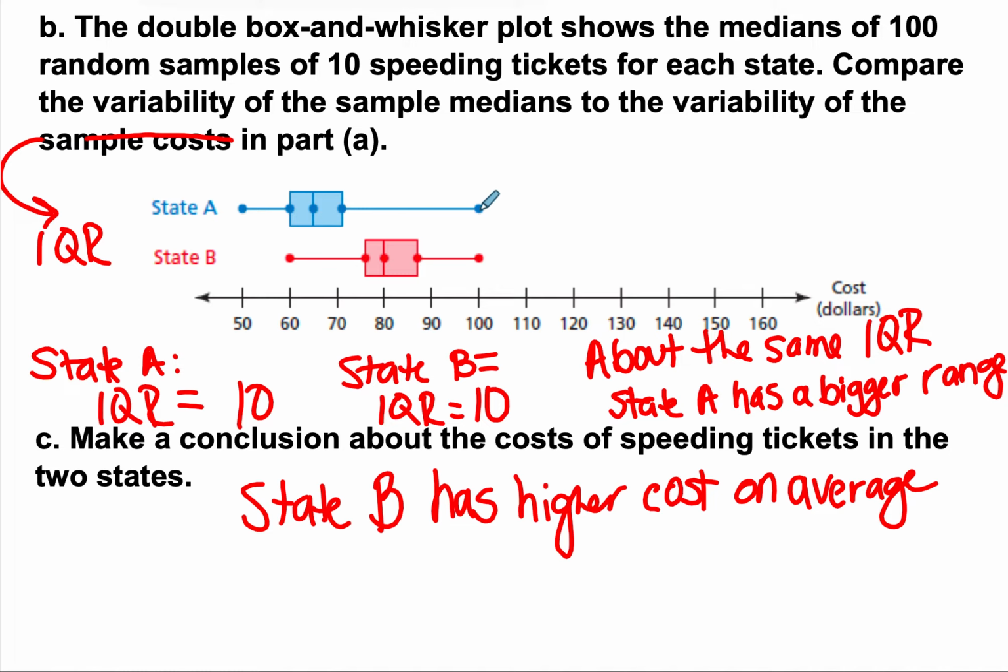And then part C, make a conclusion about the cost of the speeding tickets in the two states. Well, looking at this information here, it looks like state B has a higher cost on average because all of these points except for the very highest ticket. The highest ticket is the same, but for the other 4 points on the box and whisker, it's higher for state B. So it looks like on average, state B has a higher ticket cost.